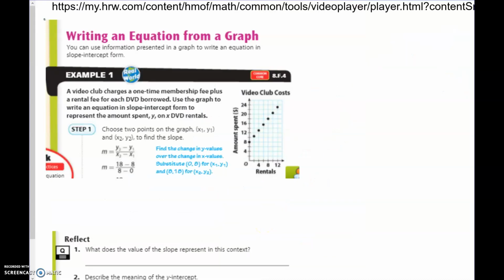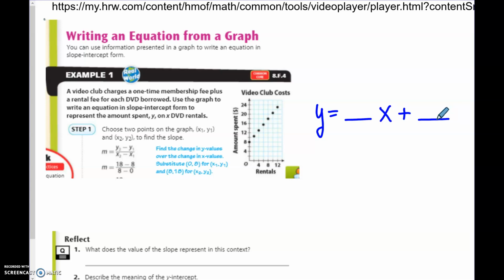All right, so if we're getting it from a graph, can we write the equation of this? Y equals blank x plus blank, writing the equation. So video club charges a one-time membership fee plus a rental fee for each DVD borrowed.